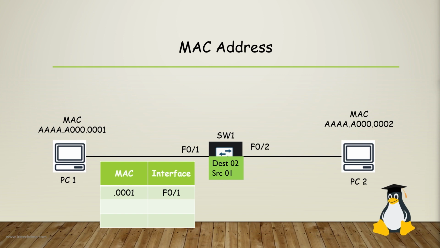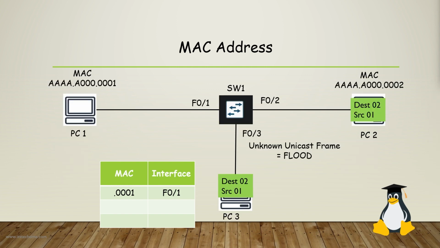However, there is one problem. The destination MAC address is AAAA.A000.0002, but switch 1 only knows of MAC address 0001 on interface F0/1. So switch 1 does not yet know where that MAC address is. This is referred to as an unknown unicast frame because the switch doesn't have an entry for the destination MAC address in its table. So this means that switch 1 will flood the frame. That means switch 1 will send the frame out through every interface except for the one that it was received on.